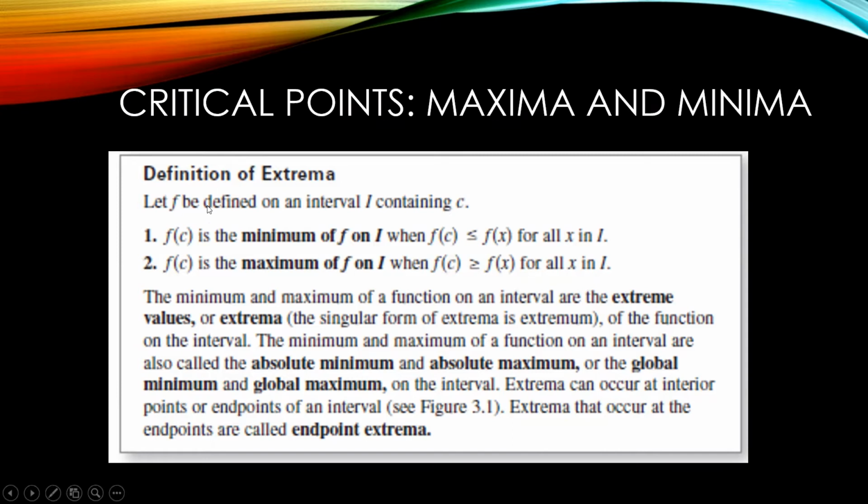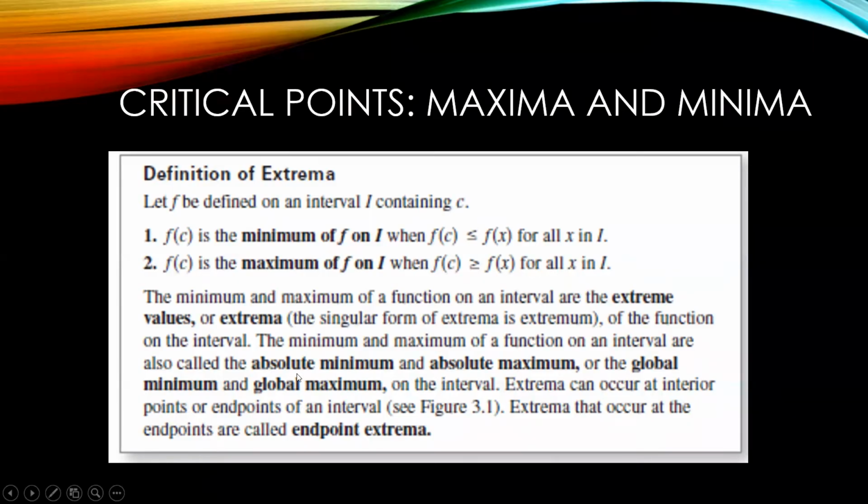So let f be defined on an interval. Function f is defined on the interval I containing a constant c. That means f of c is the minimum of the function when f of c is less than or equal to f of x at any other point. Whereas f of c is the maximum of f on the interval when you substitute c in f and it is greater than any other value. So the minimum and maximum of a function are the extreme values, sometimes called extrema.